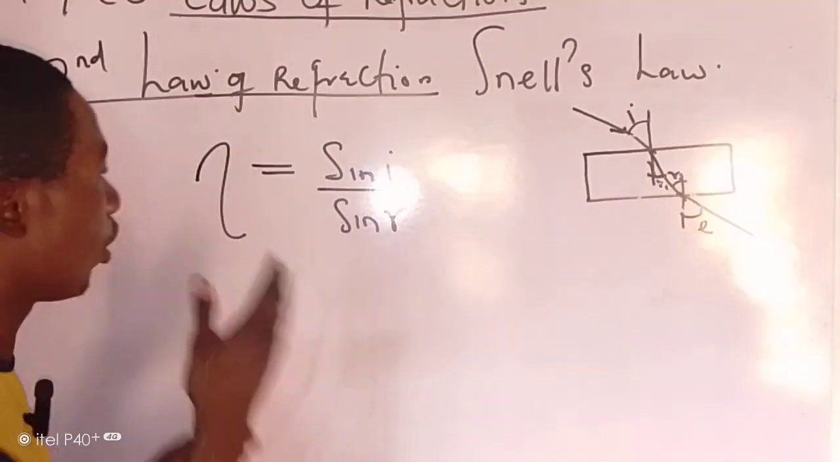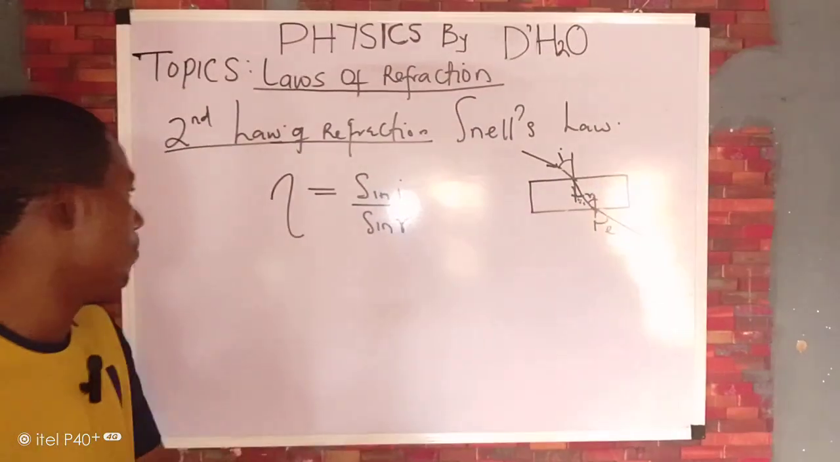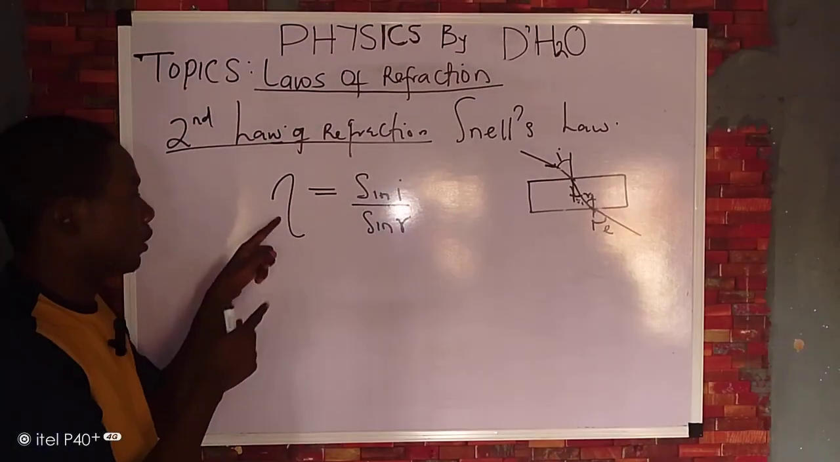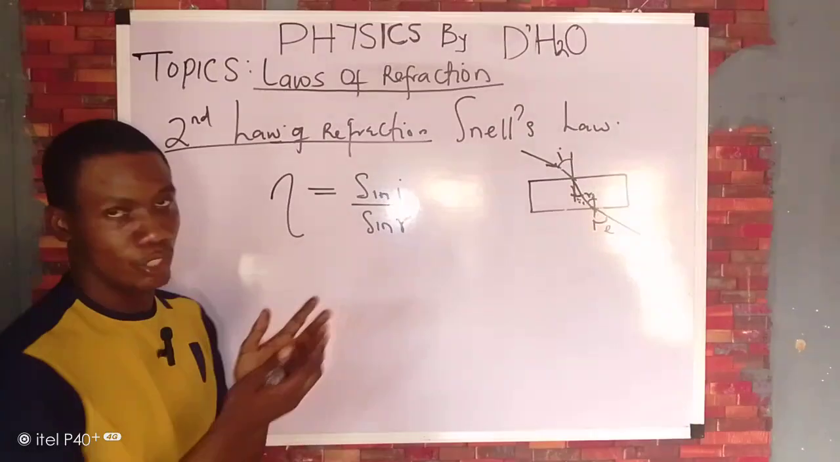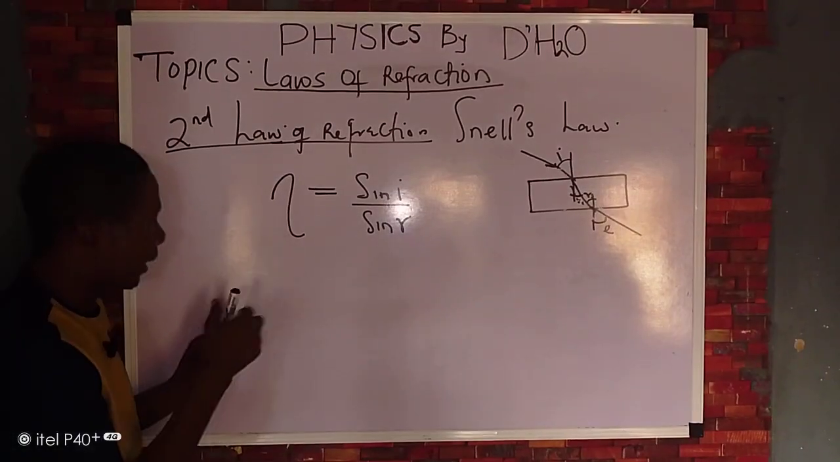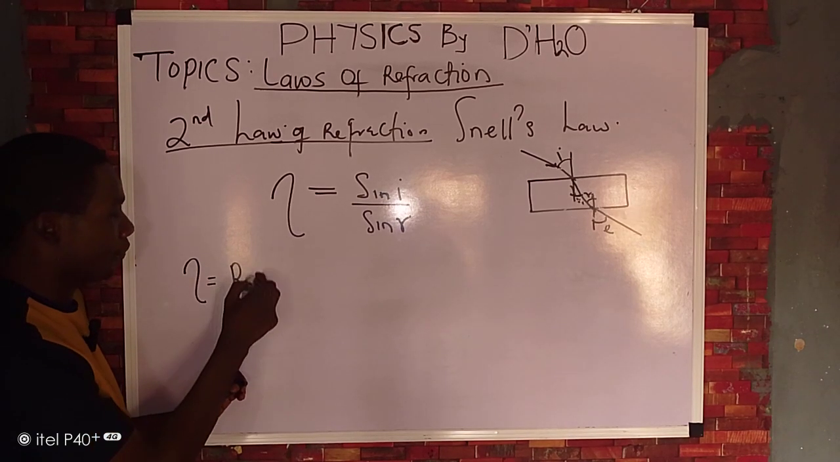Okay, according to the laws of refraction, the second law, which we also call Snell's law, remember I said it is the ratio of the sine of angle of incident to the sine of angle of refraction that is constant. This symbol here signifies your refractive index.